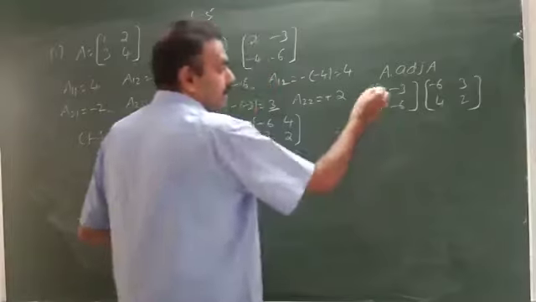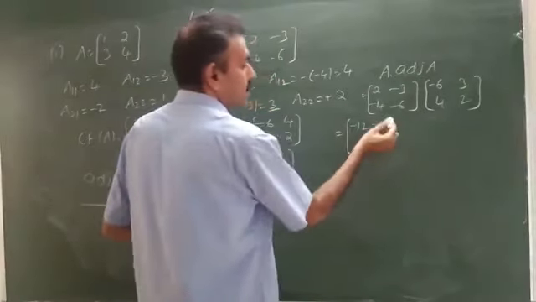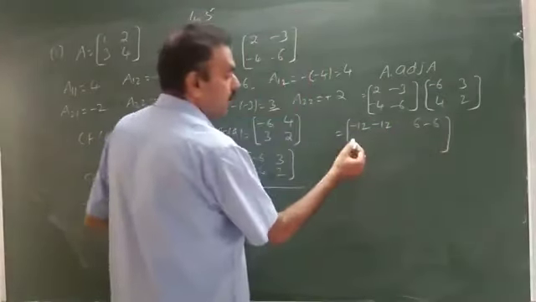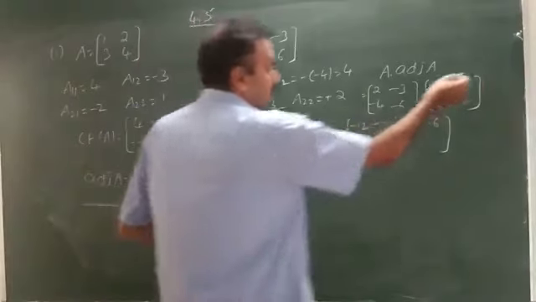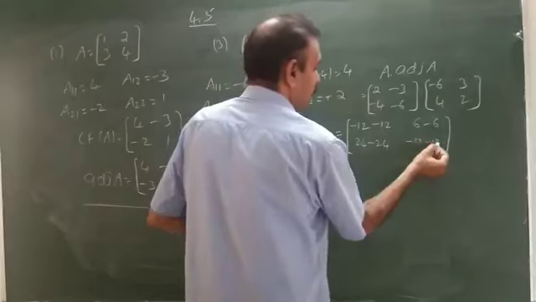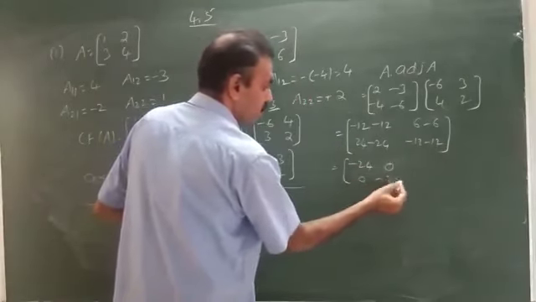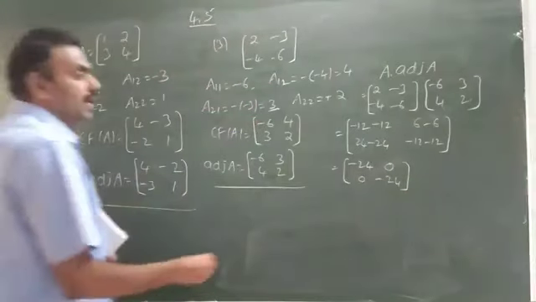You take the product, 2 into minus 6 minus 12, minus 12. 3, 6, minus 6. Second row, minus plus 24, minus 24. Minus 12, minus 12. Minus 24, 0, 0, minus 24. That's what we have got. This is done.